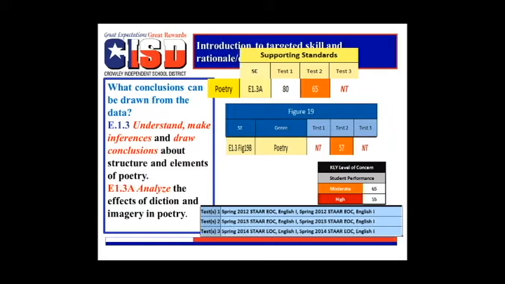For the second 6 weeks, the curriculum preview will target Supporting Standard 1.3a, Analyze the Effects of Diction and Imagery in Poetry, and the Knowledge and Skill Statement 1.3, Understand, Make Inferences, and Draw Conclusions about Structure and Elements of Poetry from Unit 2a. Based on the heat map displayed, please pause and discuss what conclusions can be drawn about 1.3a and 1.3.